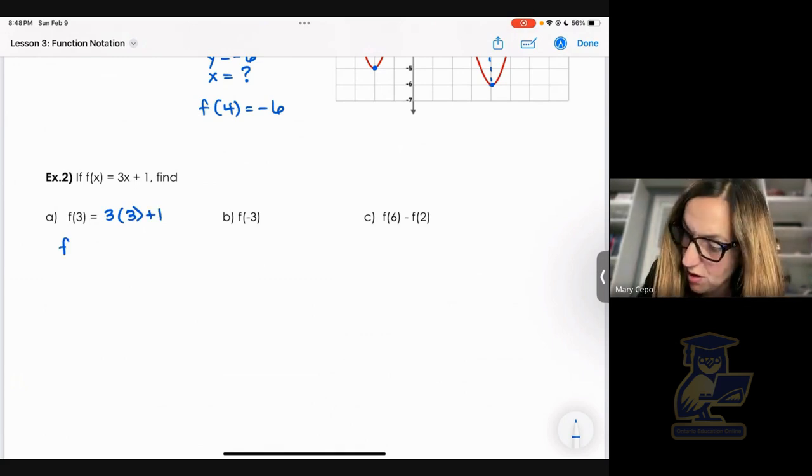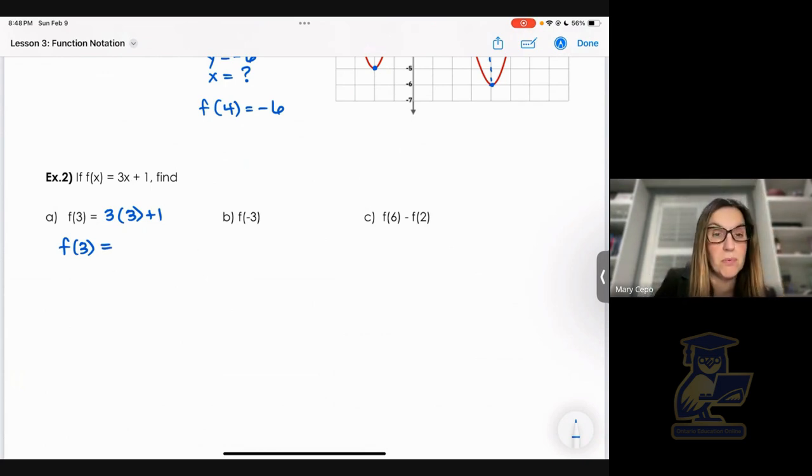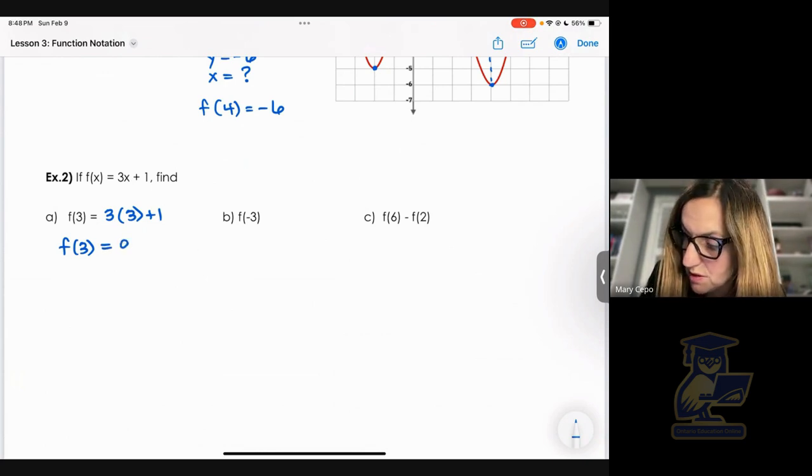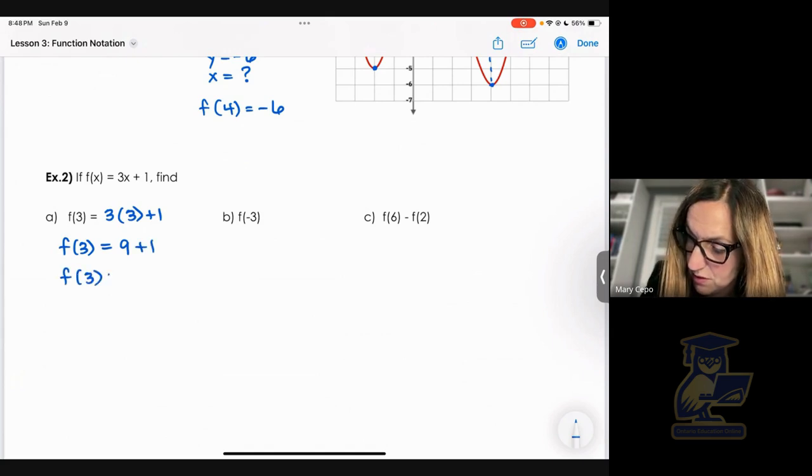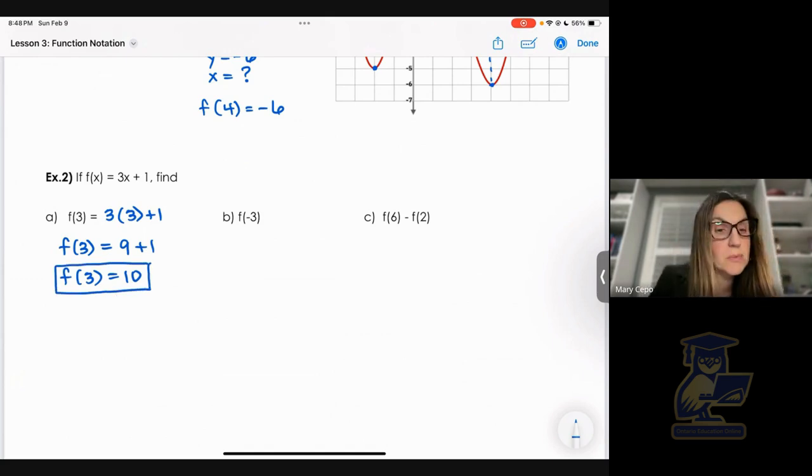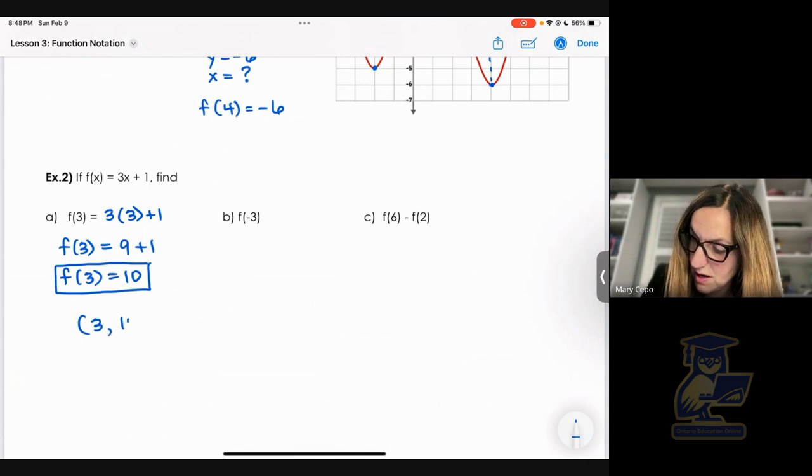So f at 3, always following BEDMAS, so we would multiply before we add. 3 times 3, which is 9, plus 1. F at 3 is equal to 10. So again, if I wanted to express that as an ordered pair, when x is 3, y is 10.